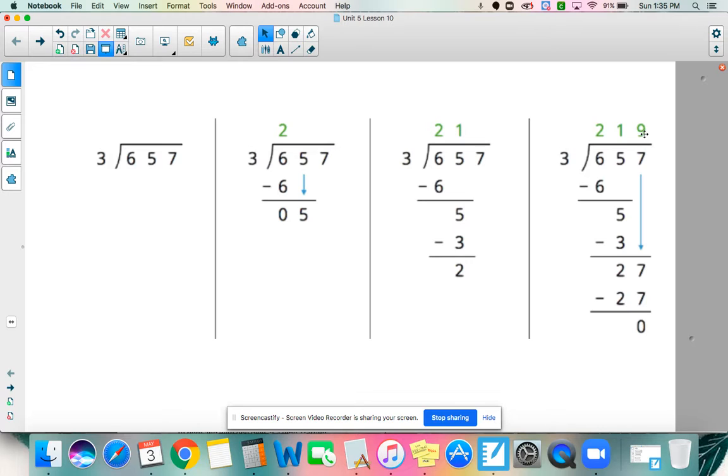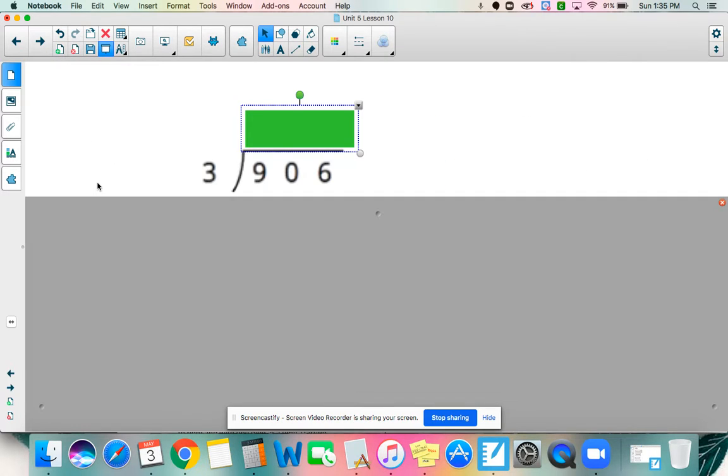A lot of people use graph paper or turn their lined paper sideways to create columns with their long division, because it is very, very important that your 2 stays above the hundreds, the 1 was above the tens digit, the 9 was above the ones digit. If we have that move around, it changes our answer as well. On the next slide here, I'm going to show you a common mistake.